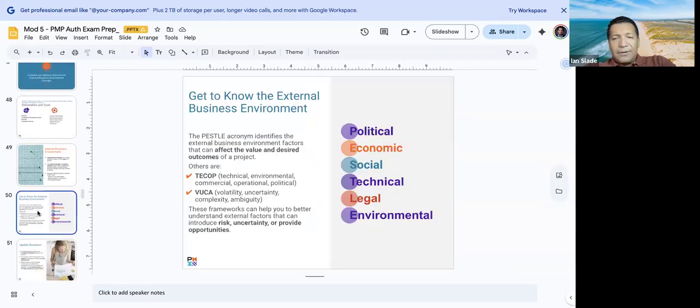So here's an acronym that you want to write down. It's PESTLE, and this is for your external environment, right? So that stands for political, economic, social, technical, legal, and environmental. PESTLE. I'm going to stop sharing here. All right.